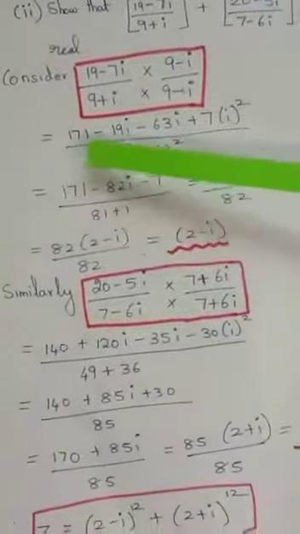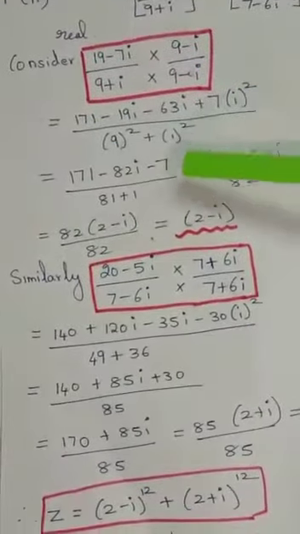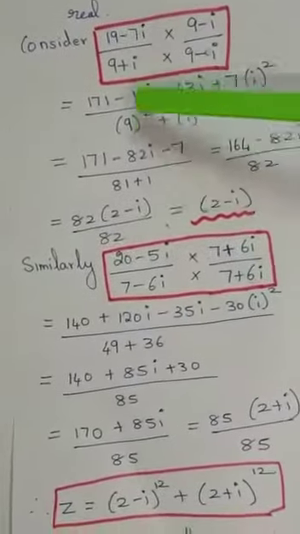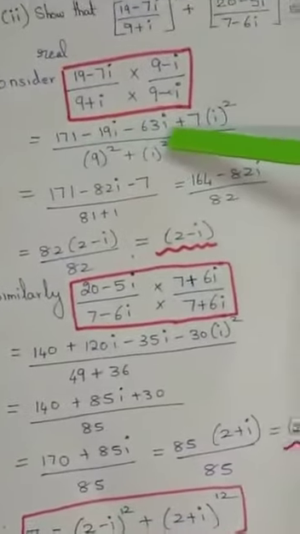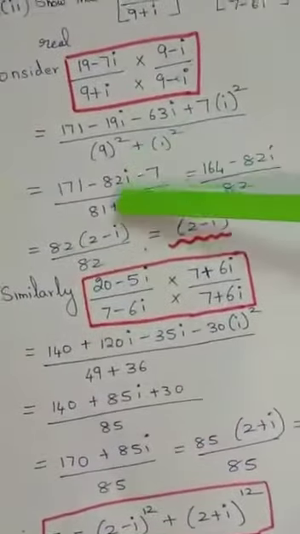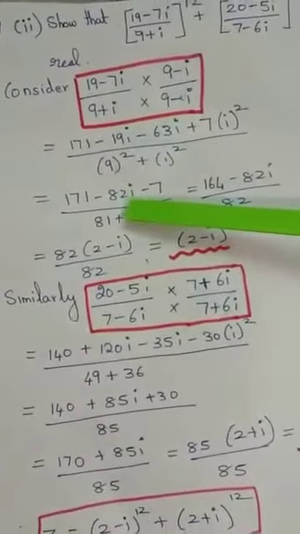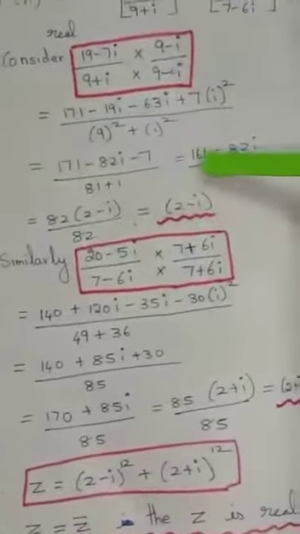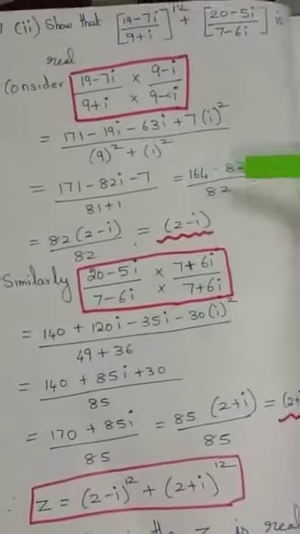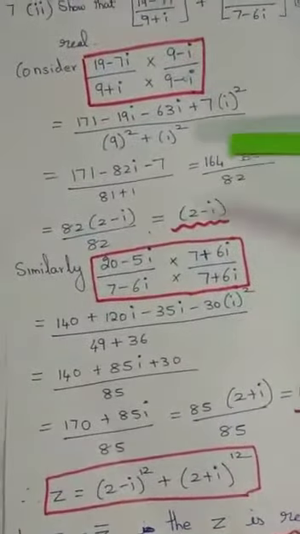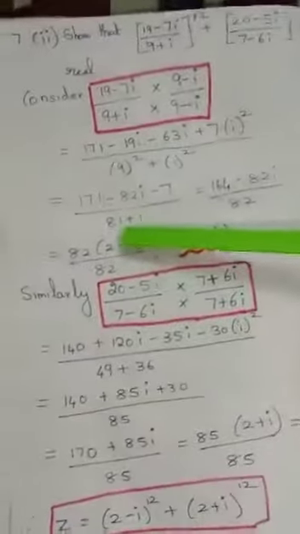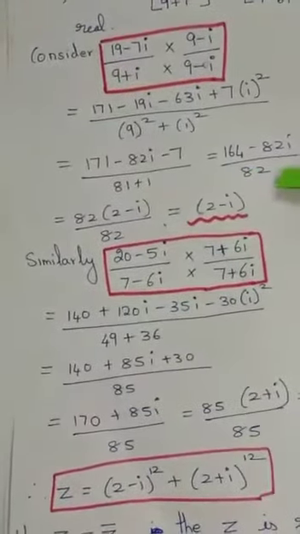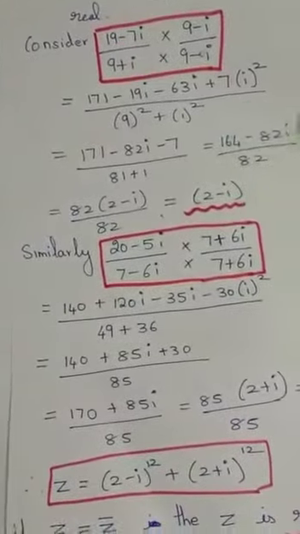Now let us simplify further. 7i² I can write as minus 7 because the value of i² is minus 1. In the same manner, minus 19i minus 63i, when I add, I will have minus 82i. Now 171 minus 7 we will have 164 minus 82i. In the same manner, 9 square is 81, 1 square is 1. So 81 plus 1 you will have 82. Now just observe the numerator.